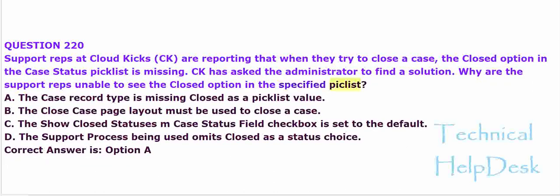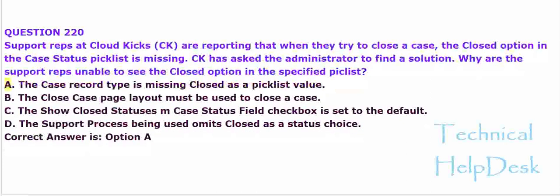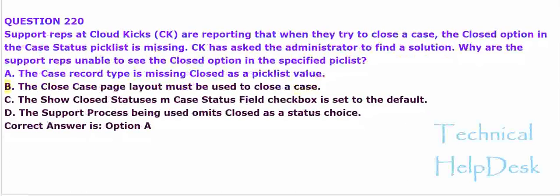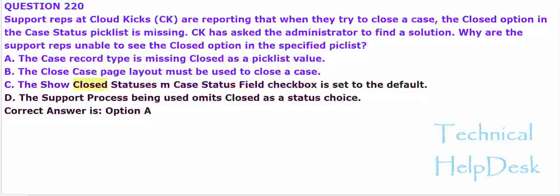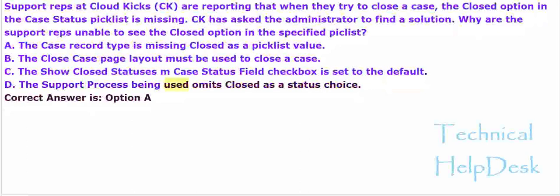A. The case record type is missing closed as a pick list value. B. The close case page layout must be used to close a case. C. The show closed statuses in case status field checkbox is set to the default. D. The support process being used omits closed as a status choice. Correct answer is option A.